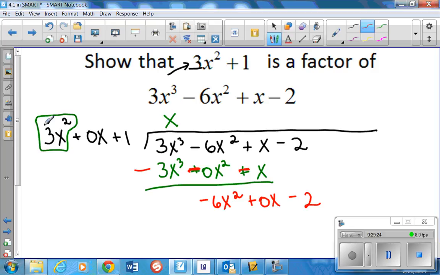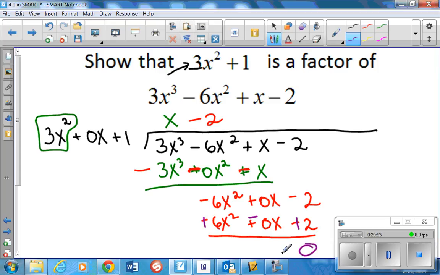Go back to bossy pants, 3x squared. How many times do you go into negative 6x squared? And you will tell me how many times? Negative 2 times. So negative 2 times 3x squared, negative 6x squared. Negative 2 times 0x is 0x's. Negative 2 times 1 is negative 2. And lo and behold, when I change the signs of everything, everything will cancel out, and I have a big fat 0 for an answer, for a remainder.